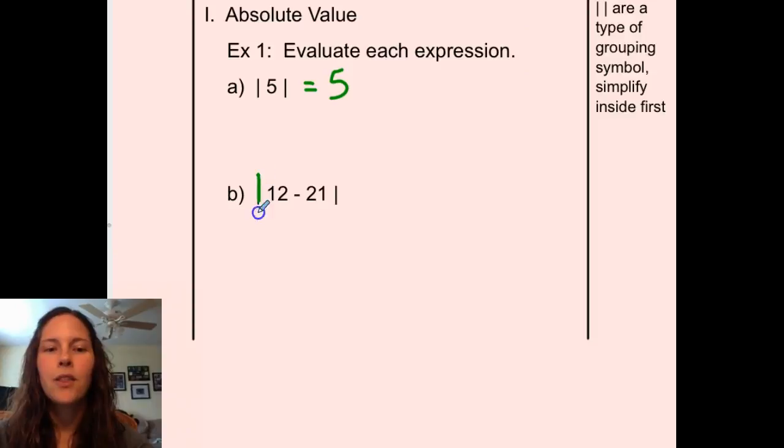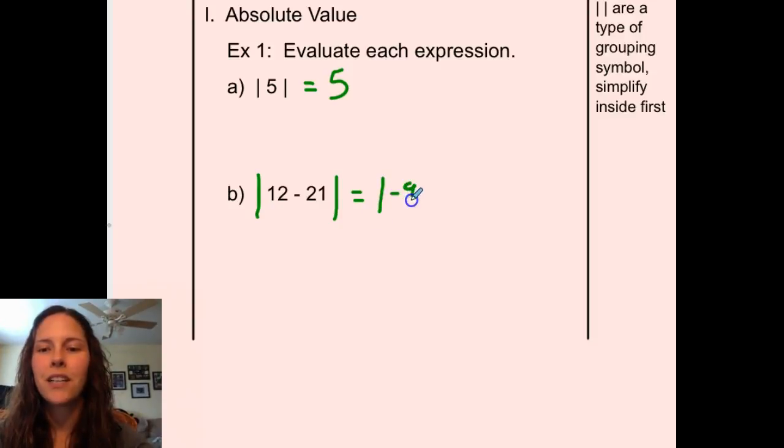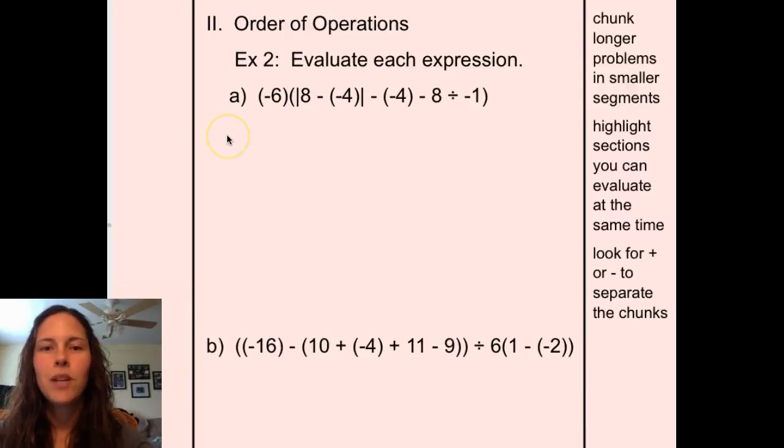Example B, the 12 minus 21 is inside the absolute values, which are grouping symbols, so we need to subtract before we take the absolute value. 12 minus 21 is -9, and how far away from 0 is -9 on a number line, and that would be 9 units. Practicing evaluating some order of operations.